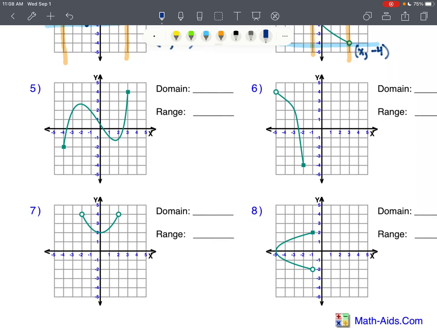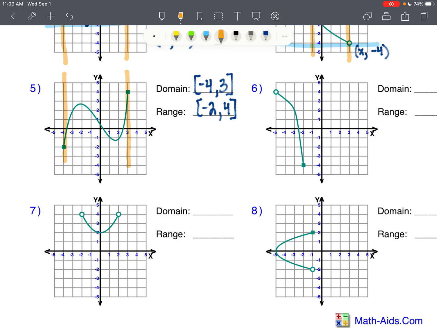Okay, here we are in the next video. I'm going to tell you that the domain here is -4 to +3, both with brackets, and the range is -2 to +4. So if you got that, that's excellent. You could probably feel good about what you're doing.